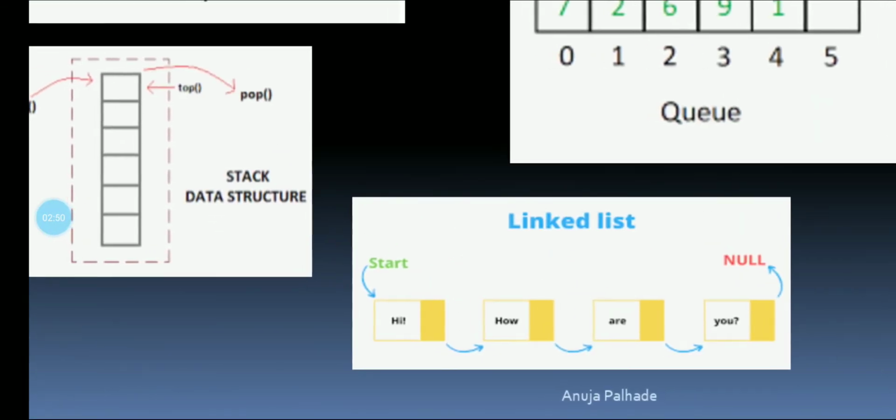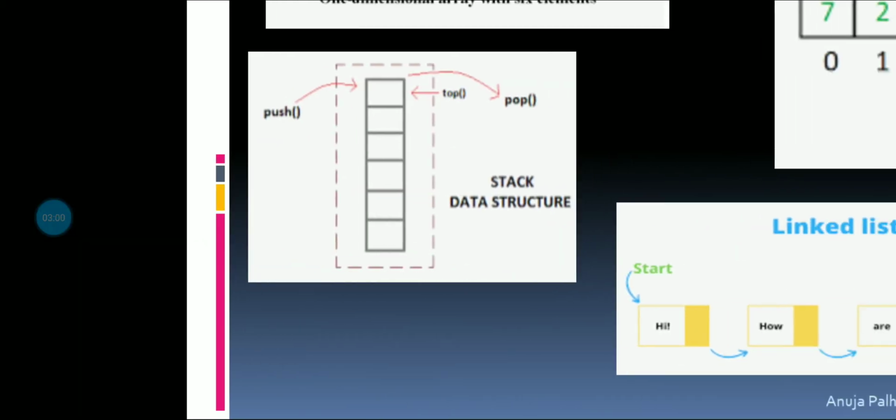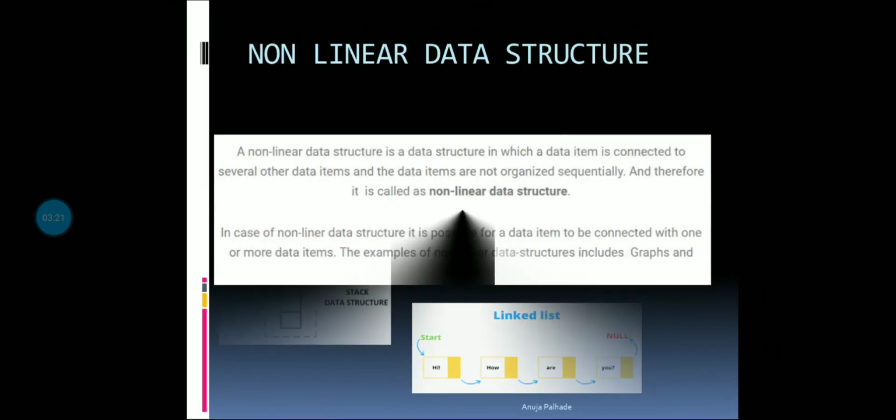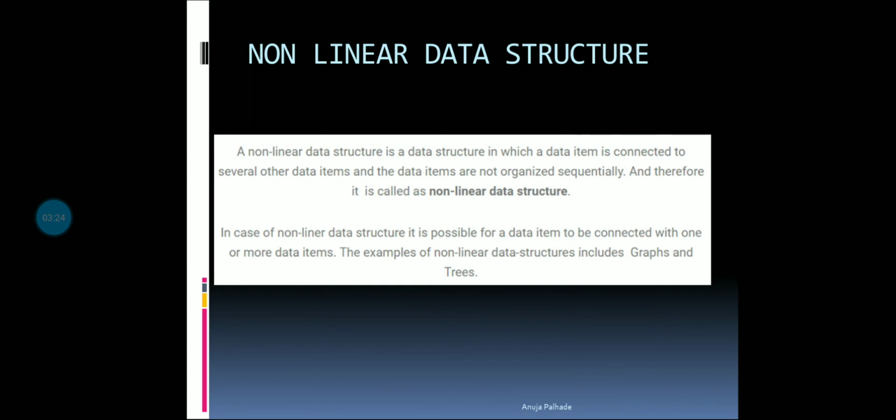In a linked list also, you can see, hi, how are you, these four words are stored sequentially one after the other. If this is the stack data structure, you can see this is also first element, second element, third element, fourth element, fifth element. It is not stored like 1 is stored here, 2 is stored here, 3 is stored here, then again 4 is here, then 7 is here, then 11 is here, then 9 is here. This is not like that. All elements are stored sequentially.